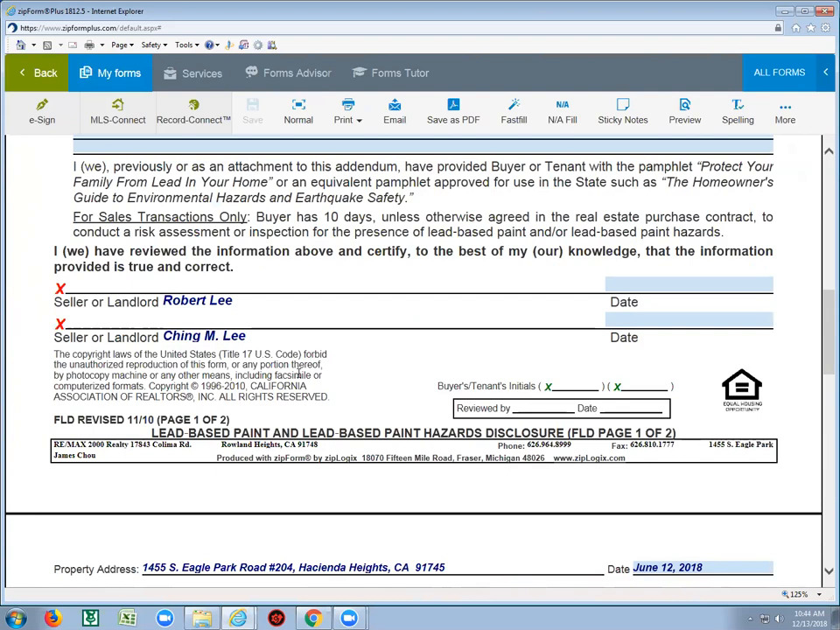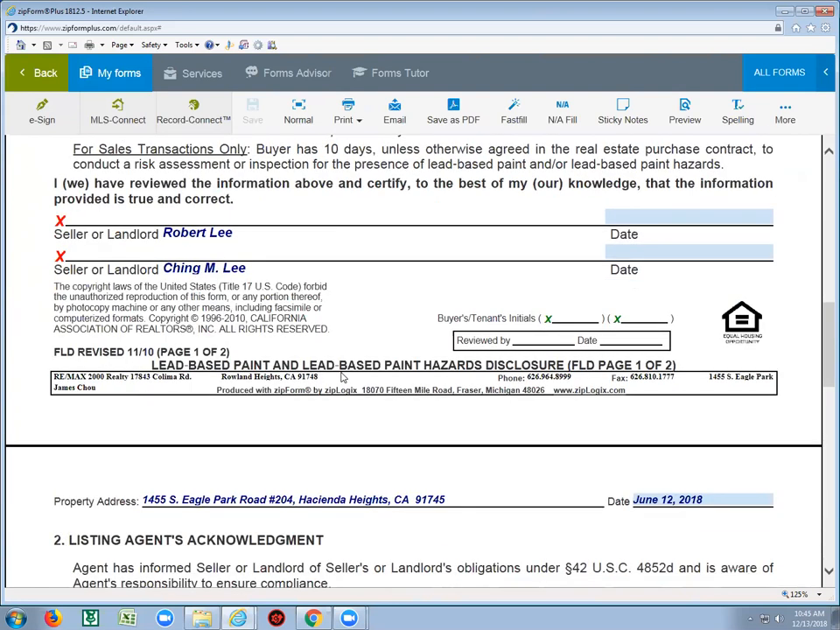And that's only one copy. Seller and landlord sign it, date it. And buyer, you have to remember, the buyer has to initial on the bottom. Remember that. I know sometimes when we see the disclosure, the buyer forgot to initial.